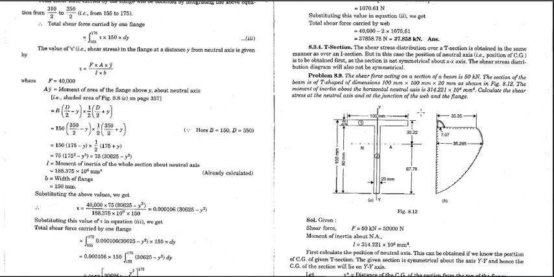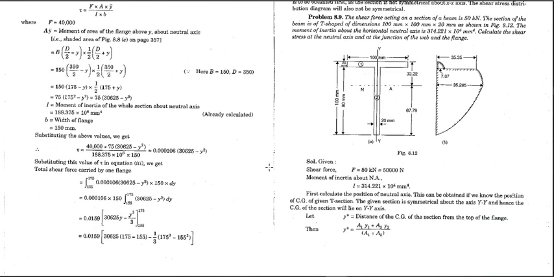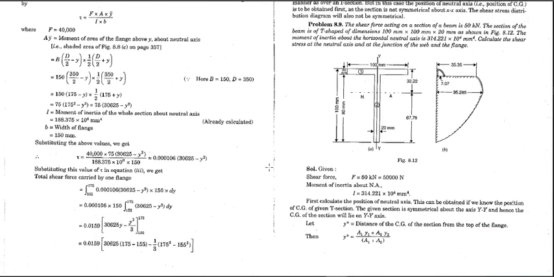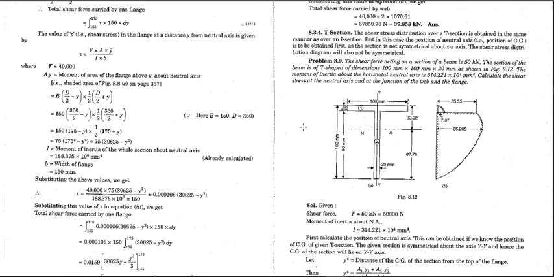Similarly, in the case of T section, the shear stress distribution will be like this, and you can obtain the same result if you follow the case of the I section. So that was the third unit, and in the next video we will start our fourth unit.